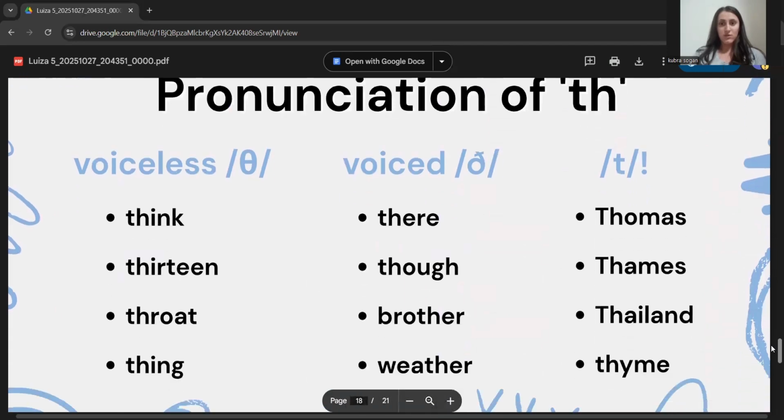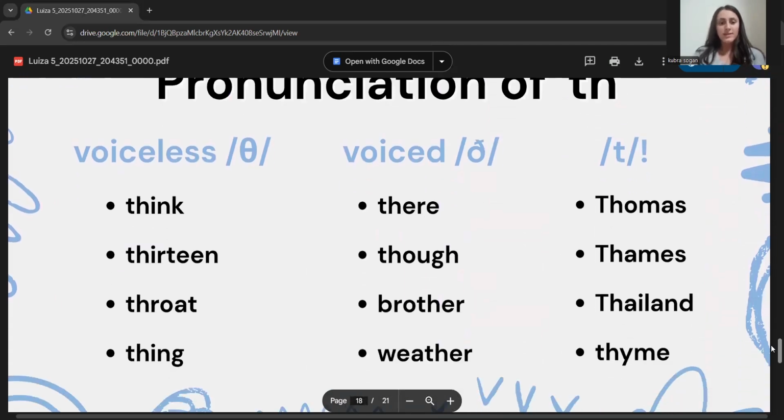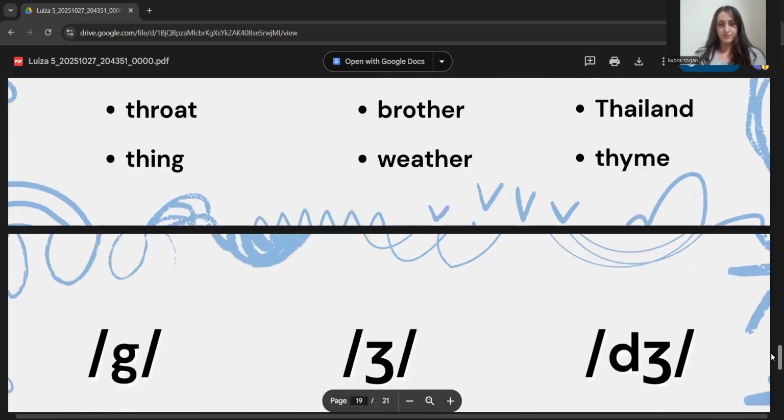And pronunciation of th. Th is a notoriously difficult consonant to pronounce. Some native speakers of English have difficulty distinguishing between s and z. Let's pronounce words and see the difference. So voiceless th: thing, 13, throat and thing. Voiced th: there, do, brother, weather. T: Thomas, Thames, Thailand, and time.